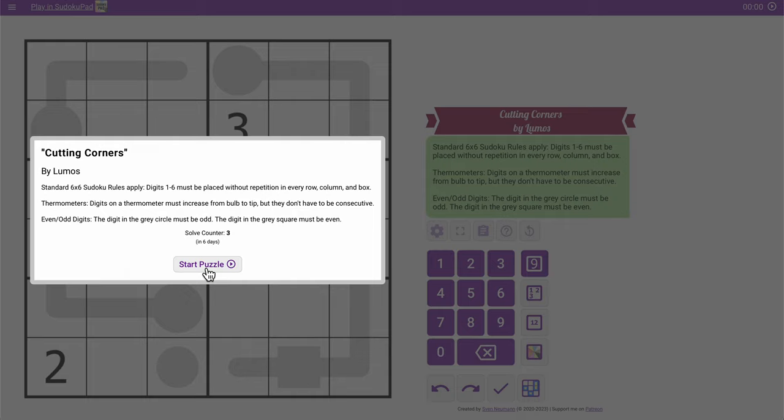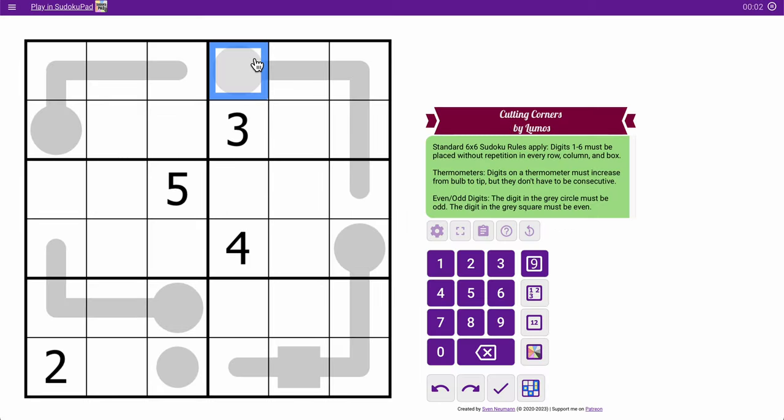Okay, this is another 6x6. You've got 1 to 6 that have to be placed in every row, column, and 2x3 region. And then some odd-even constraints. Circles must be odd, the grays must be even. And then thermometers, it's strictly increasing from the bulb to the tip.